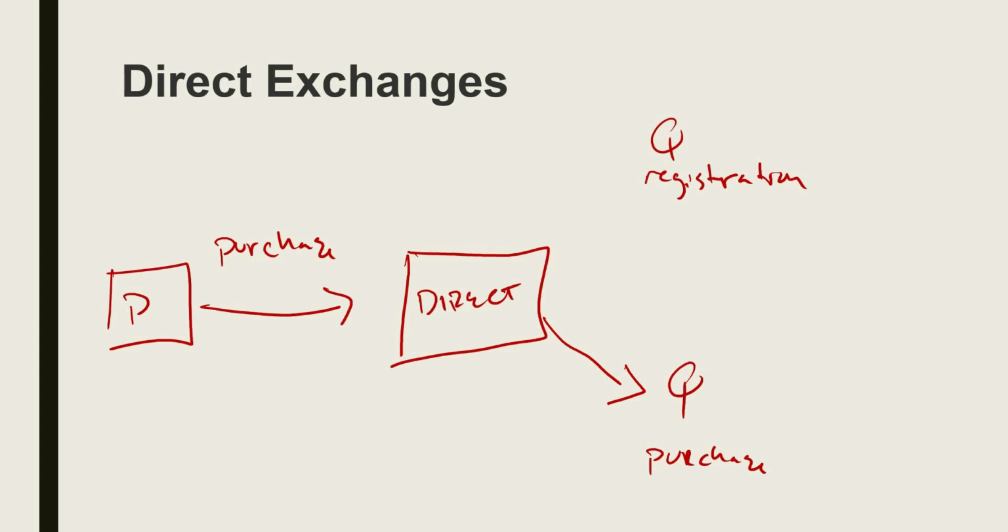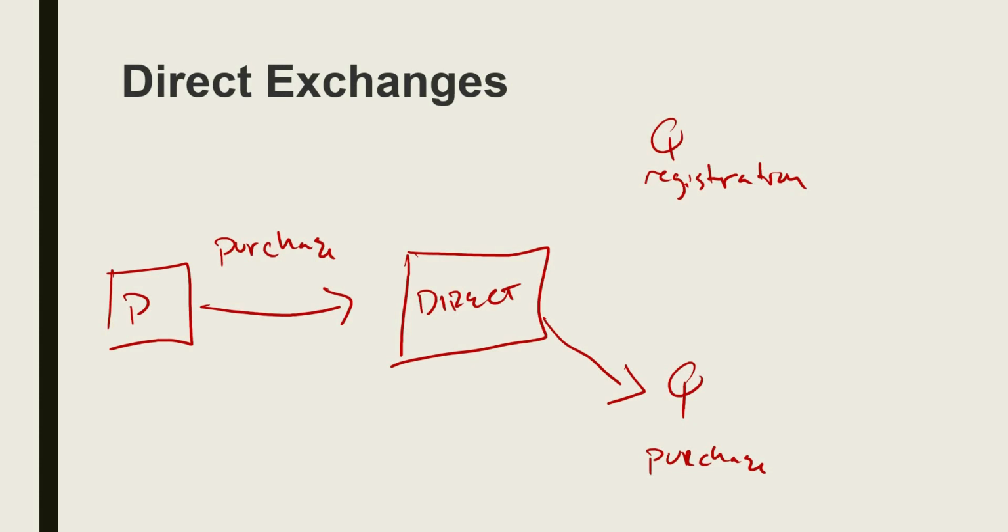So obviously, if the routing key is going to be purchase, where do you think the direct exchange is going to send the message to, right? It's going to send it to the queue that has purchase as the routing key, or the binding for purchase, correct? It's pretty simple, right? It just has to equal the routing key.